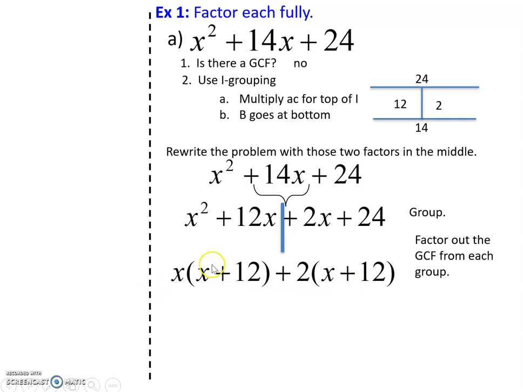Now we have 2 terms here. Each of them share a factor of x plus 12, which can be factored out, and the remaining factor is x plus 2. And there we have factored that trinomial.